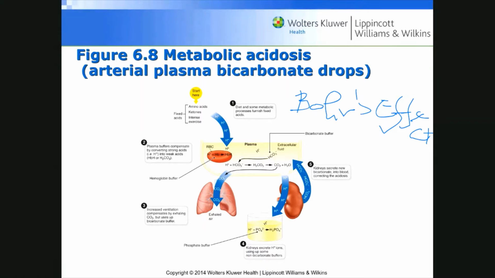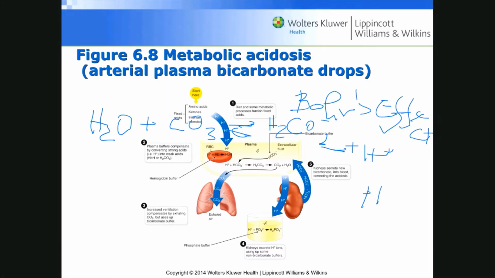So the reaction is shifted like this again. Oh, actually that's supposed to be bicarbonate that gives out hydrogen ion plus this bicarbonate. So these reactions occur really fast in the blood.